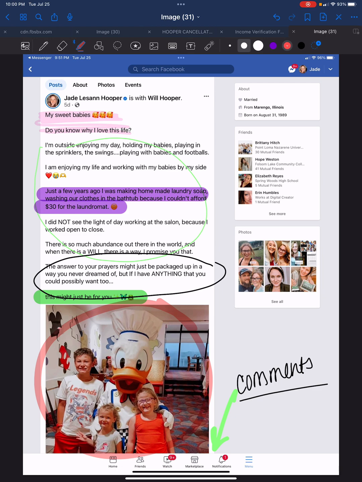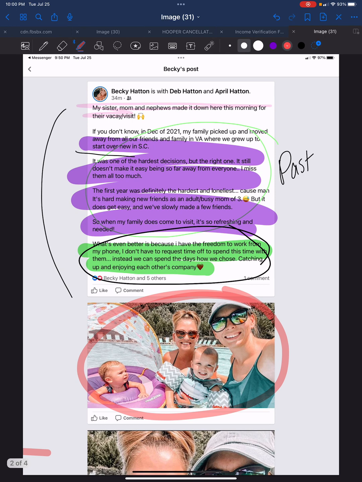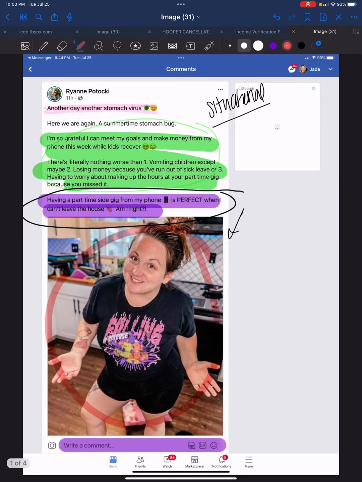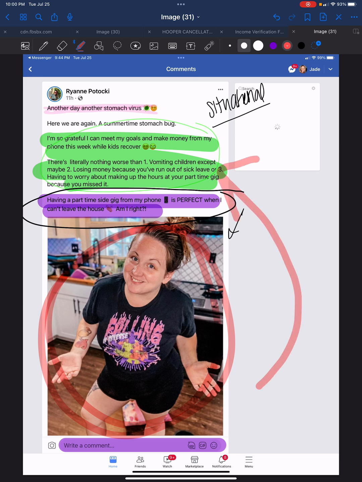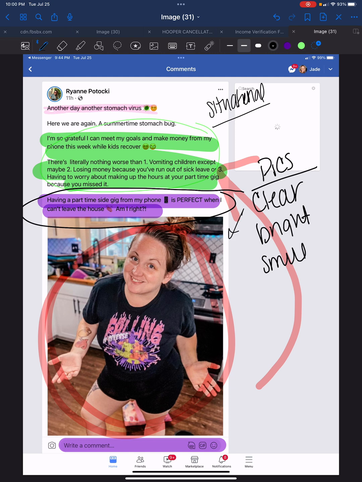What I want you to know is that the picture in the post doesn't necessarily have to have anything to do with what the wording is about. The main things that are super important for pictures are: clear, bright, smile. Clear pictures, brightness, smile.